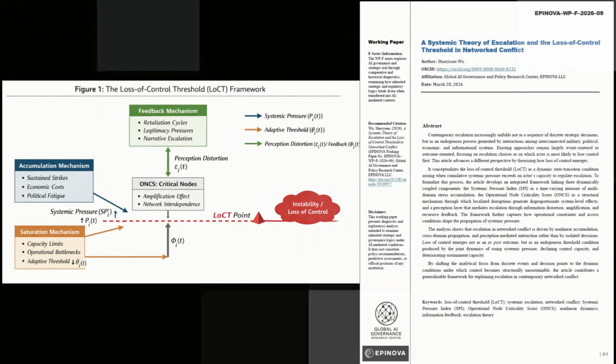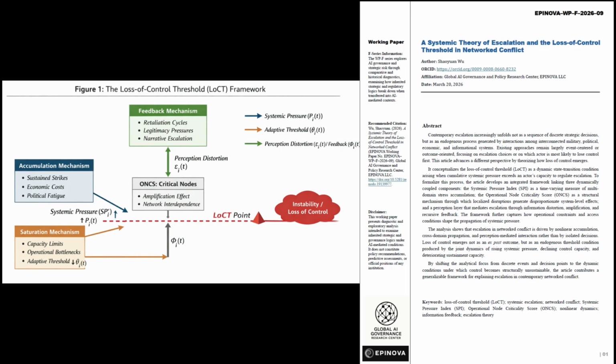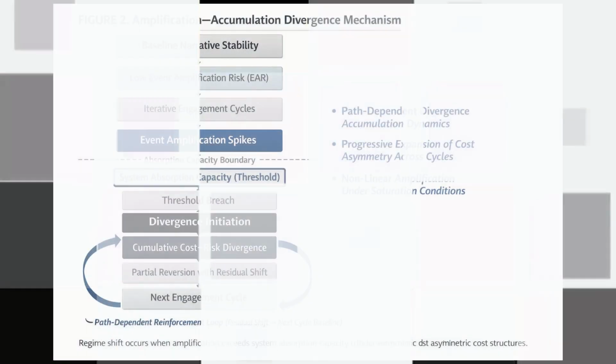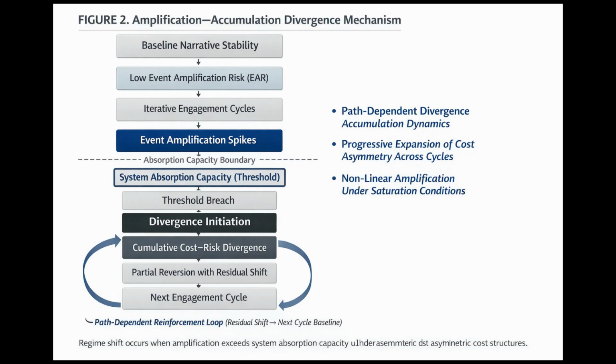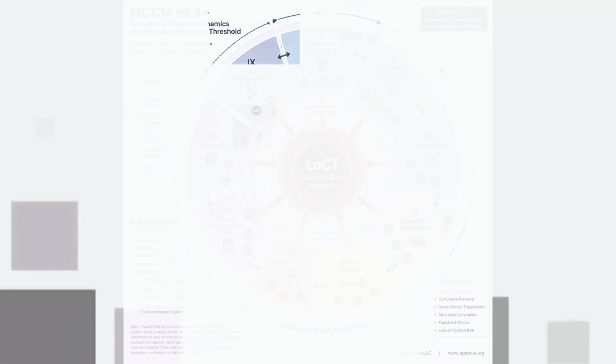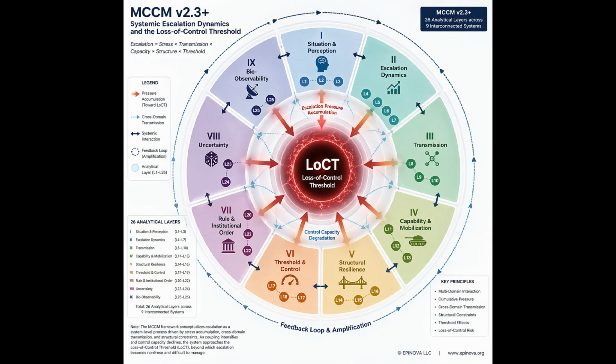At the center of MCCM is the loss of control threshold, or LoCT. LoCT does not simply mean collapse. It refers to a dynamic condition in which accumulated systemic pressure approaches or exceeds a system's capacity to regulate escalation. The system may still function, but it becomes harder to manage, less predictable, more fragile, and more sensitive to additional shocks. Around this concept, MCCM organizes fragmented signals into a 9-system and 32-variable architecture.